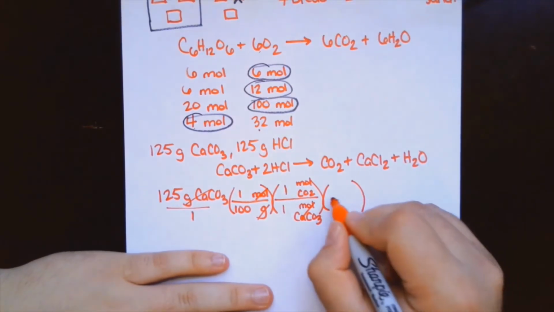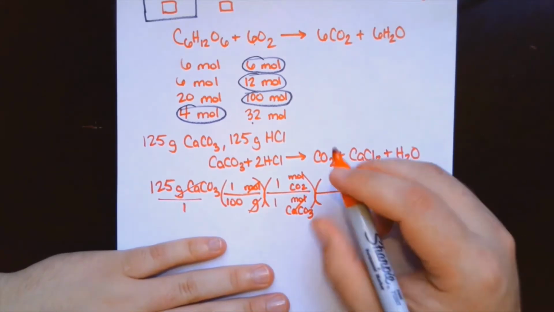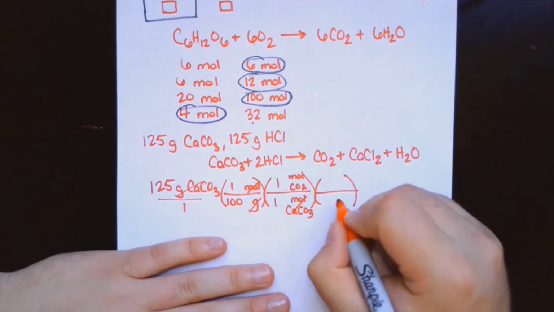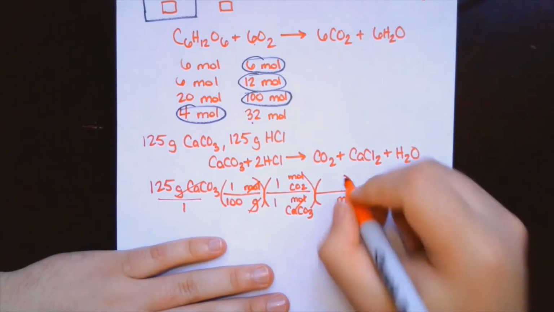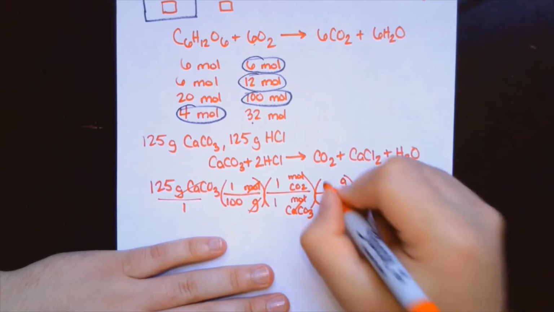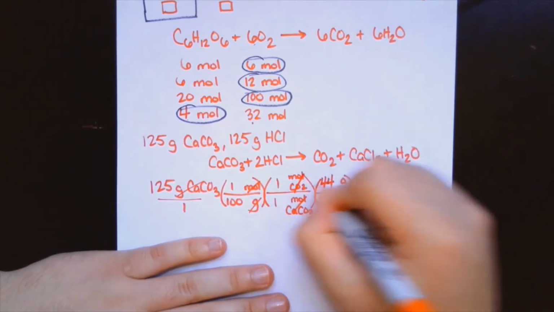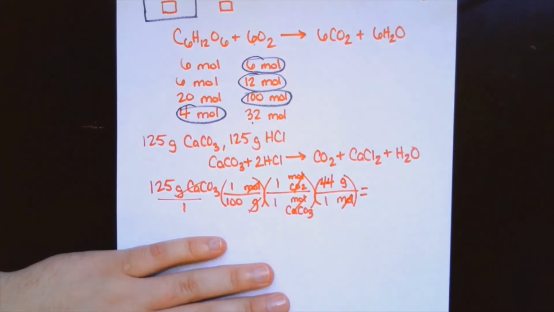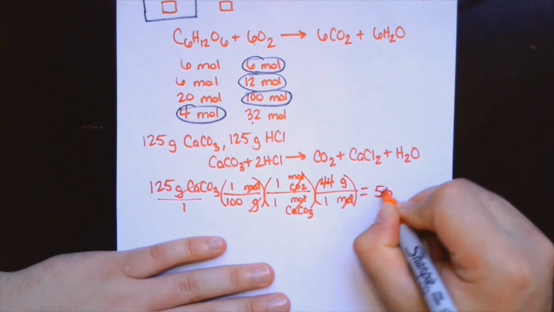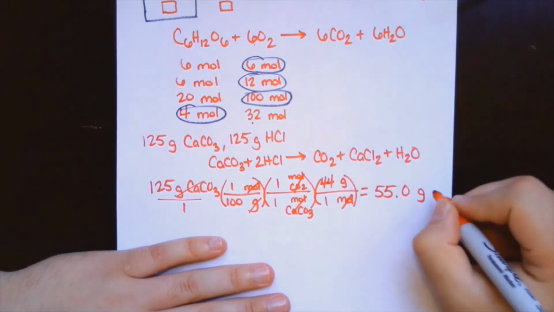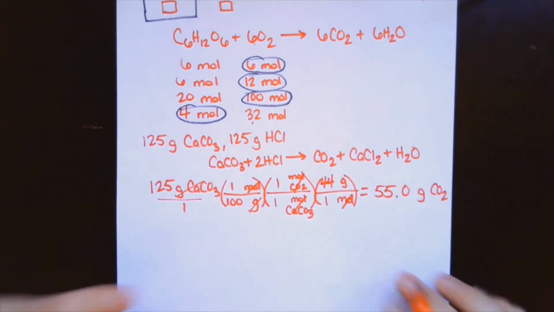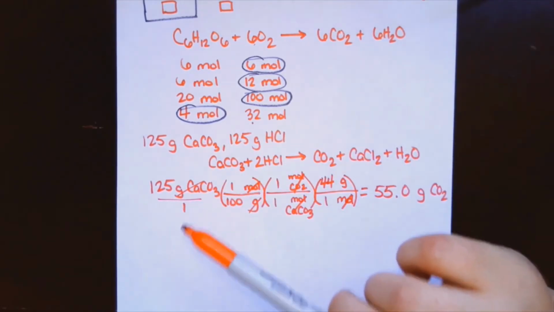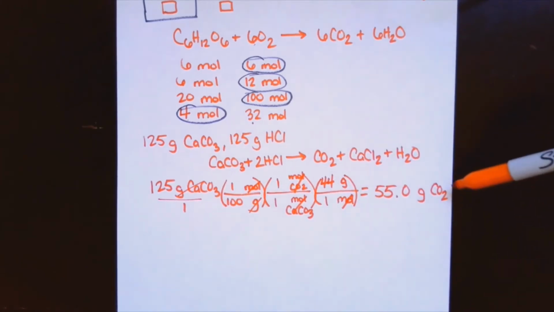So let's take this next step, since we know how to do it now, and go from moles of CO2 back to the mass of CO2. So now we have to cancel out the units of moles here, so now moles goes on the bottom, and grams on top, and the molar mass of CO2 is 44 grams per mole. And if we multiply all the numerators across, multiply all the denominators across, and divide, we get 55.0 grams of CO2. So what that's saying is that, hypothetically, if every last bit of calcium carbonate is able to react, we would get 55 grams of carbon dioxide.